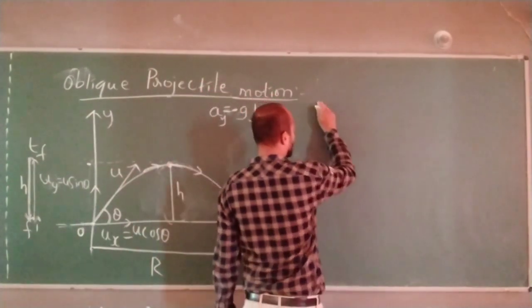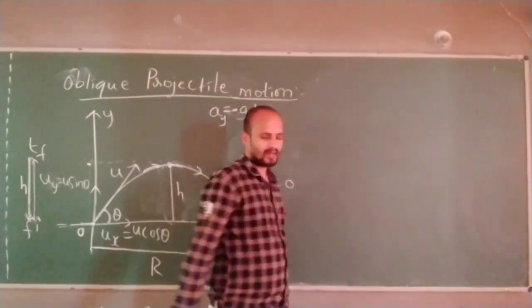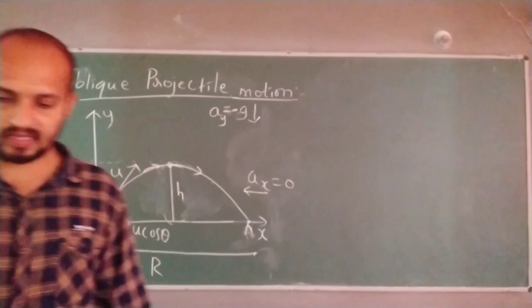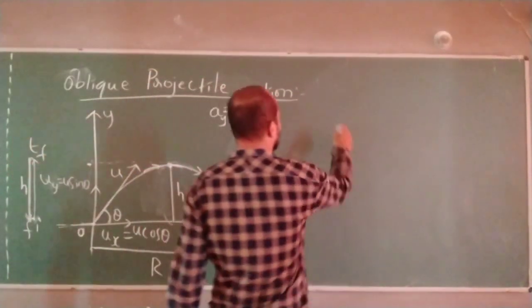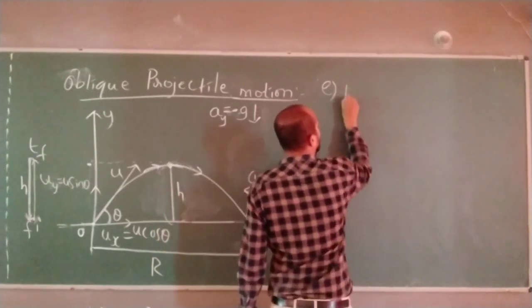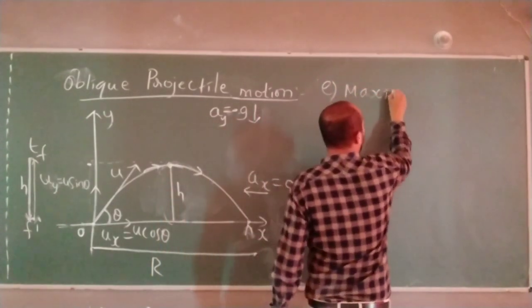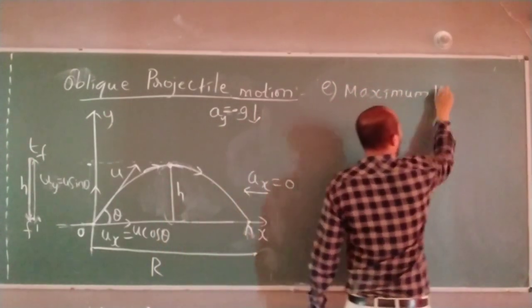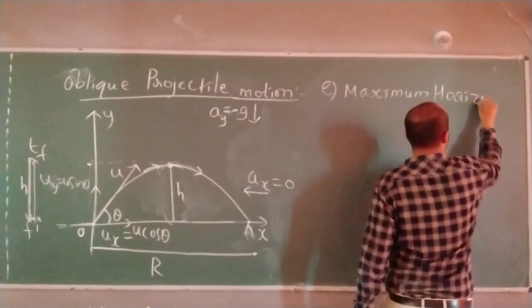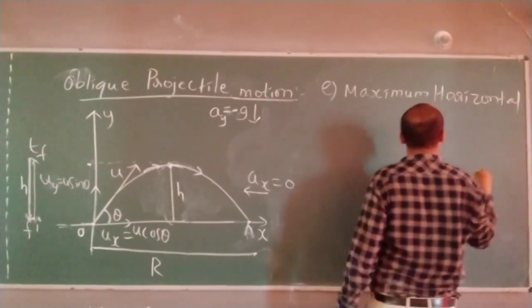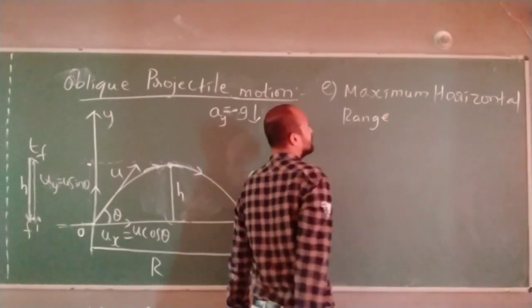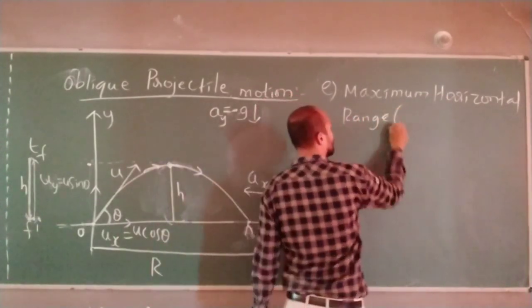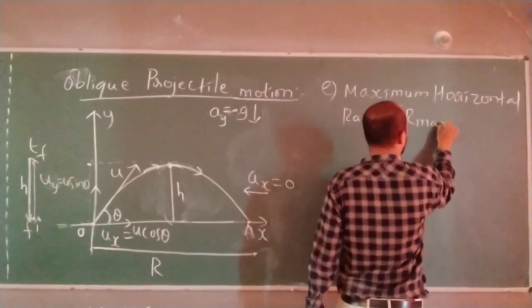Another term. One minute. A, B, C, D, E. This is E. Maximum horizontal range, that is R max.